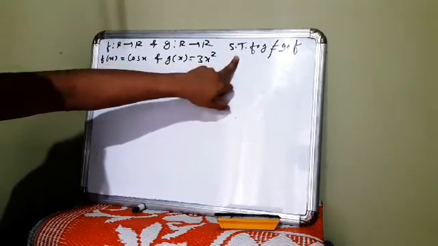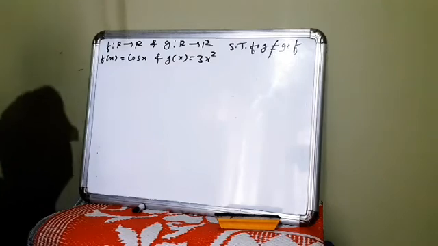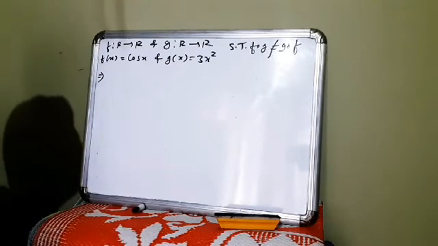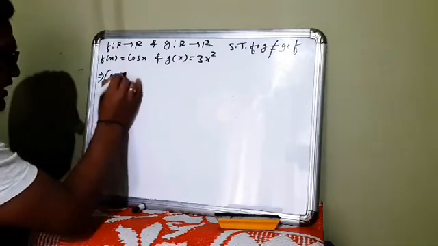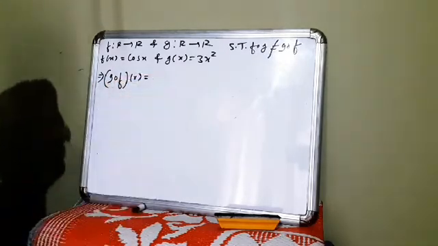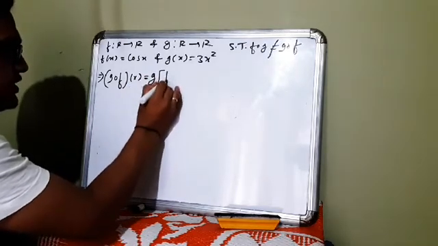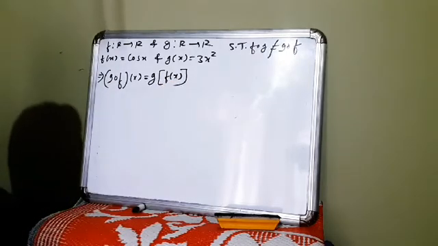Then what we have to show? f composition g is not equal to g composition f. For this, you have to find f composition g and g composition f separately. So let us find g composition f of x first. What is the definition? g of f of x.